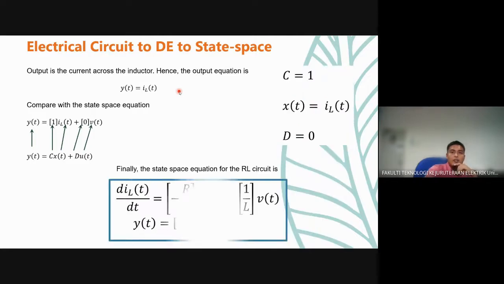So finally, we get the state space equation for the RL circuit. This one, dILT over dt equal to negative R over L ILT plus 1 over L VT, and YT equal to 1 multiplied with the ILT. This one refers to x dot t equal to A x plus B u, and this is y equal to C x plus D u. However, D equal to 0, so there is nothing to show here.